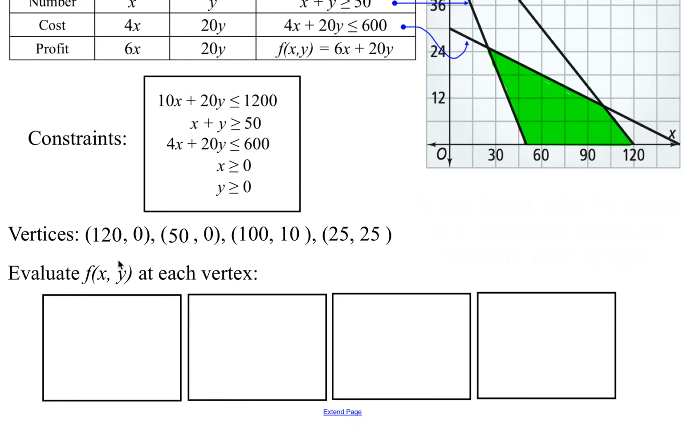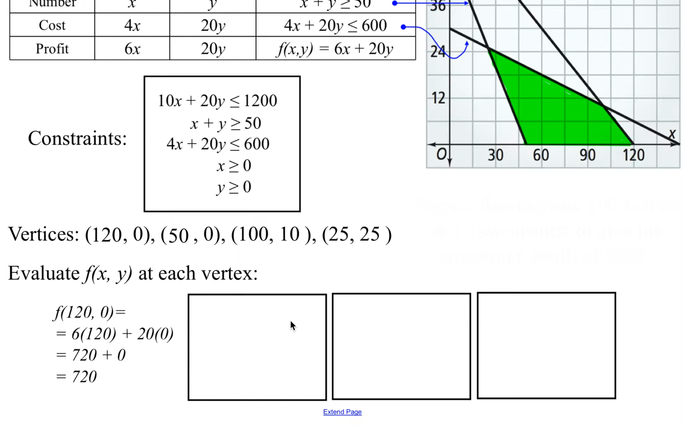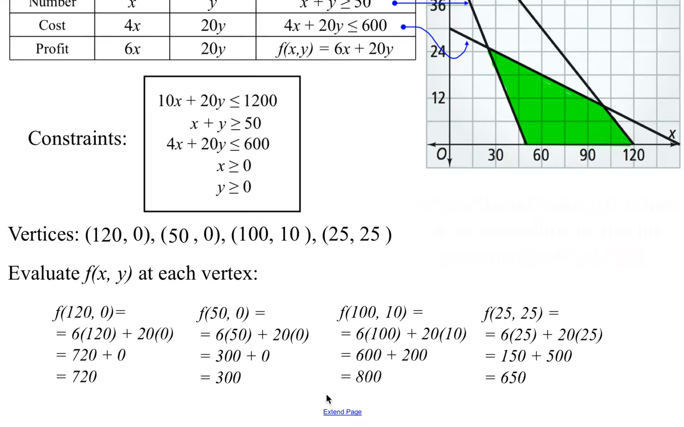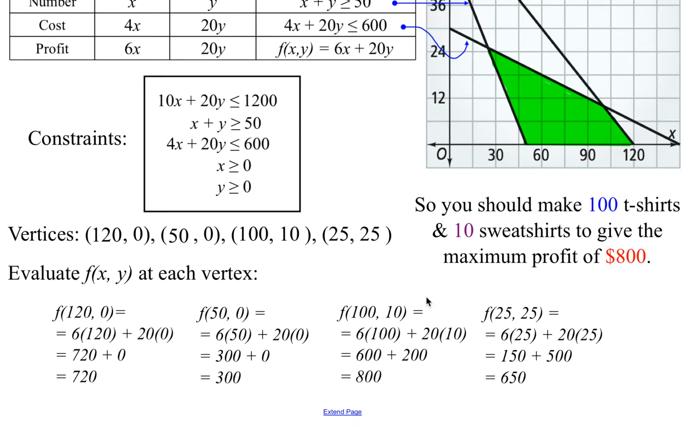So now that we have our vertices, we want to evaluate each of those vertices in our objective function f right here. And so I went ahead and did that. 120, 0 gives us a value of 720. 50, 0 gives us 300. 100, 10 gives us 800. And then 25, 25 gives us 650. So which one was the maximum value? Well, it looks like our maximum profit is $800, and it occurs when we make 100 t-shirts and 10 sweatshirts. So we need to make 100 t-shirts and 10 sweatshirts to give us a maximum profit of $800.